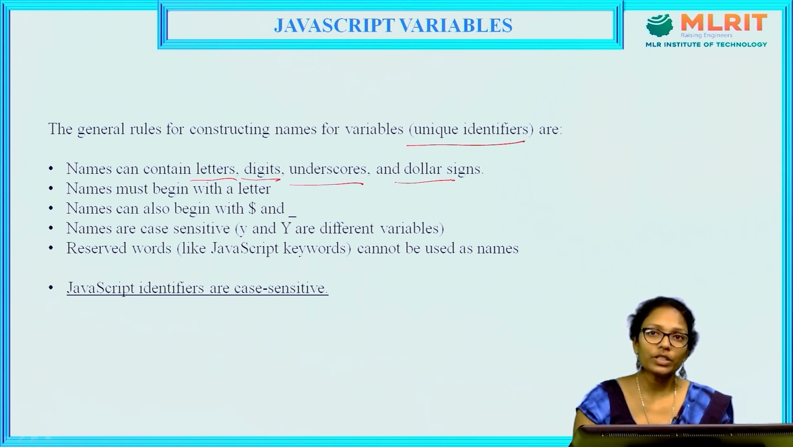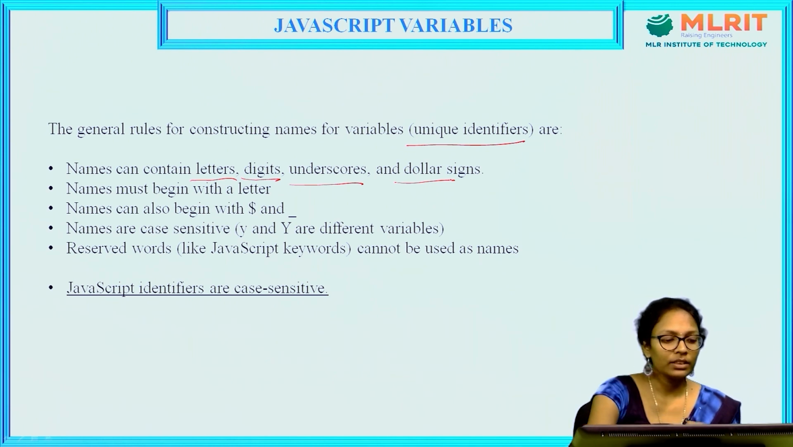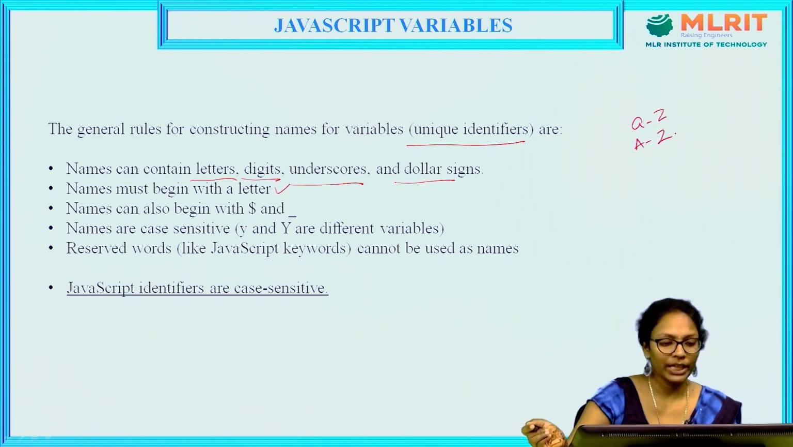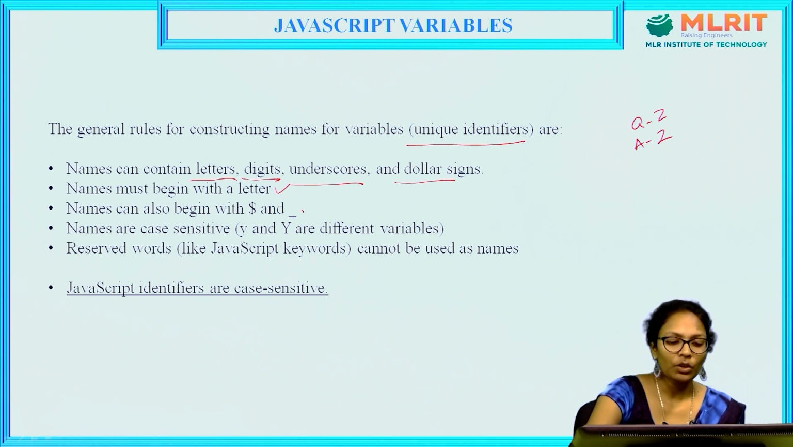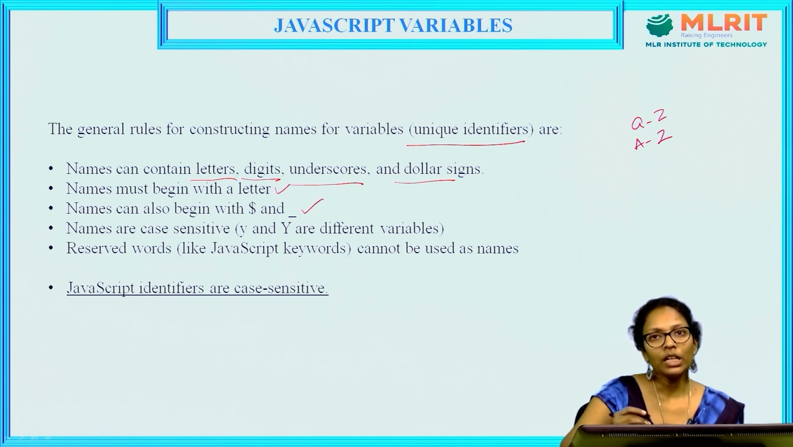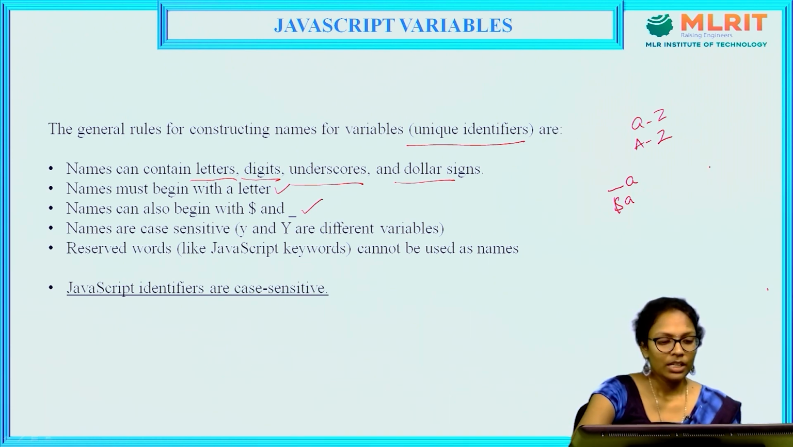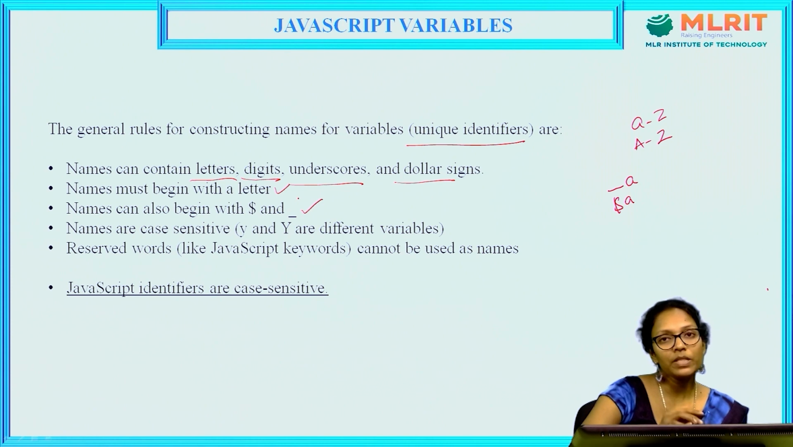But coming to the first letter, what can it be? The first letter may be a letter, that means an alphabet. You can write small a to z or capital A to Z. Other than that, you can also start with a dollar or with an underscore. So you can write dollar underscore a as a variable name, or you can write dollar a as a variable name. So these are the rules for the starting letter, and names are case sensitive.